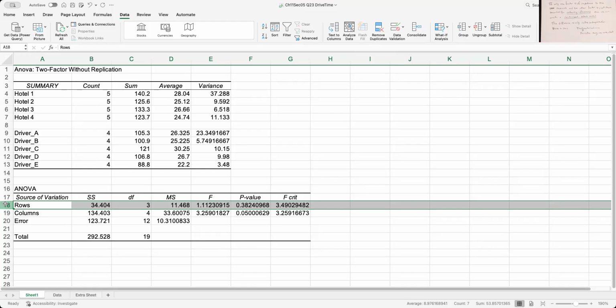So if my p-value, or my critical and calculated value, says don't reject for the rows, what does that mean in this setting?